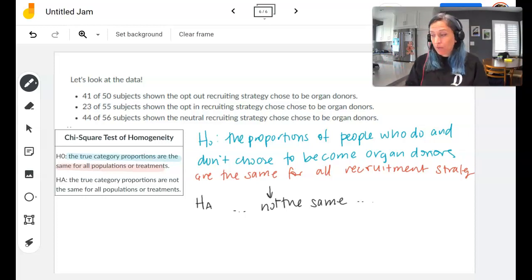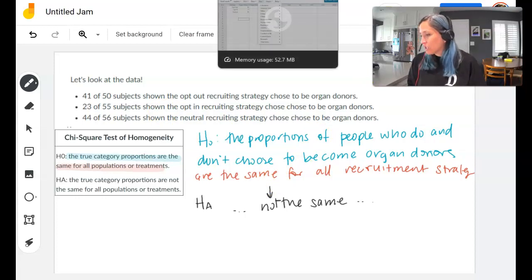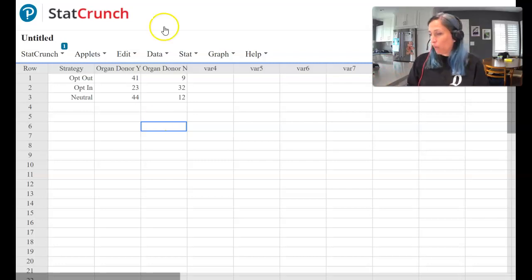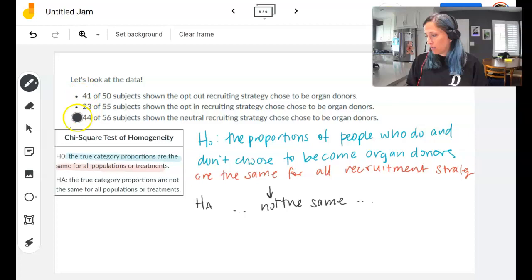So let's go ahead and see how we would do this in StatCrunch because my old video relied on the TI-84, which is the worst. So in StatCrunch, this is actually 1,000 times easier if we have raw data. With summary data, it's kind of a pain. We have to make a column for our different populations. It doesn't matter which way we choose to do this. I just match what was in those bullet points given to us. So we had opt-out, opt-in, and neutral.